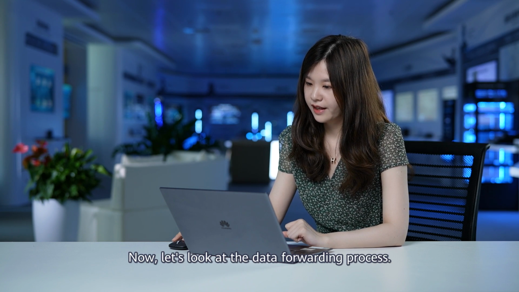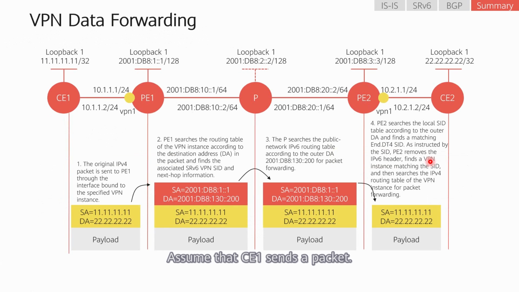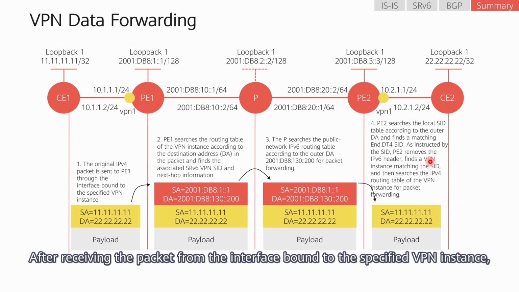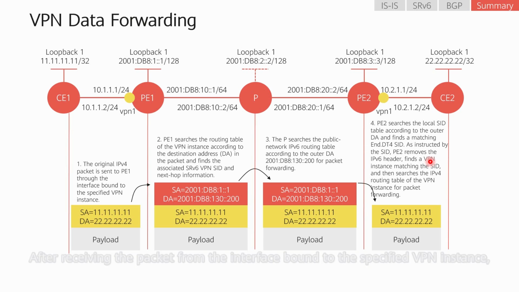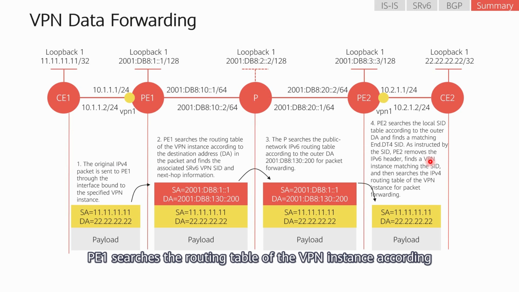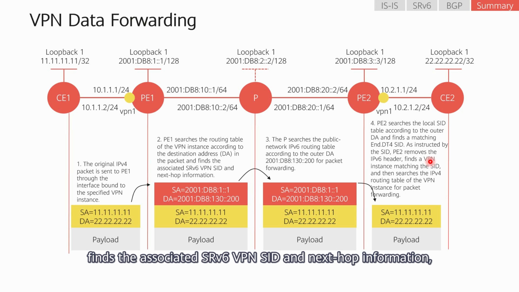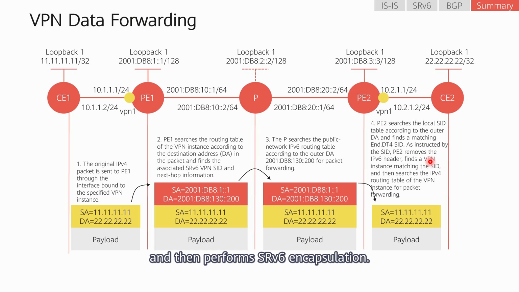Now, let's look at the data forwarding process. Assume that CE1 sends a packet. Common IPv4 encapsulation is performed for the original packet content. After receiving the packet from the interface bound to the specified VPN instance, P1 searches the routing table of the VPN instance according to the destination address in the packet, finds the associated SRv6 VPN SID and next hop information, and then performs SRv6 encapsulation.